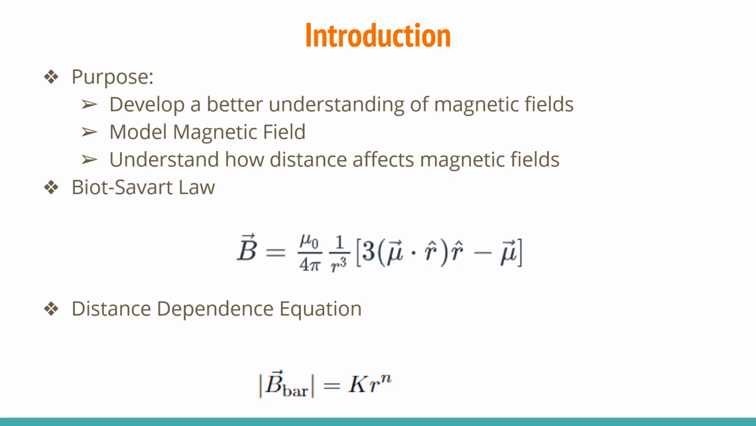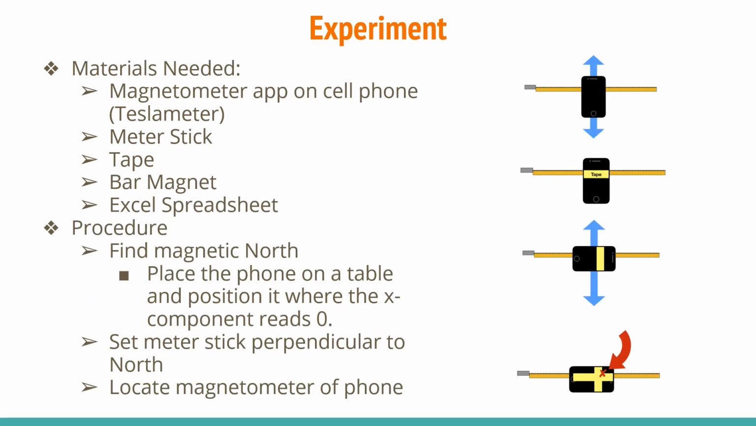Another important physics concept to note is the distance dependence equation. The distance dependence equation relates the magnetic field and distance. For this experiment, I used the following items: meter stick, tape, bar magnet, a magnetometer, and the Excel spreadsheet associated with this lab. I used the Teslameter app because it indicates separate x, y, and z components of the magnetic field and shows their numerical values.